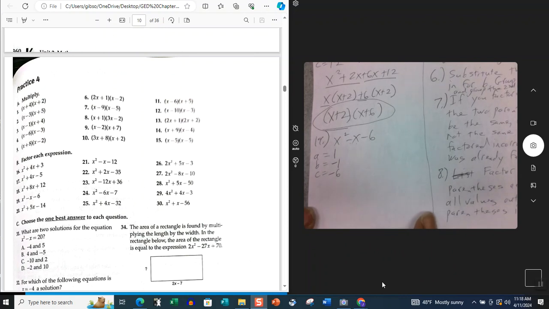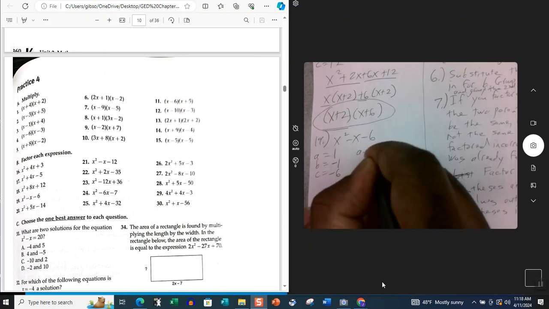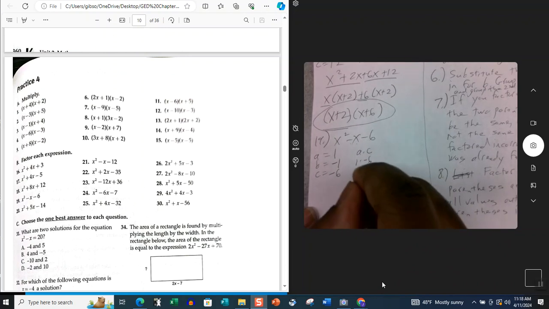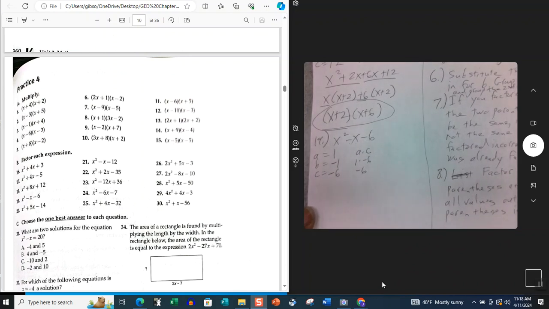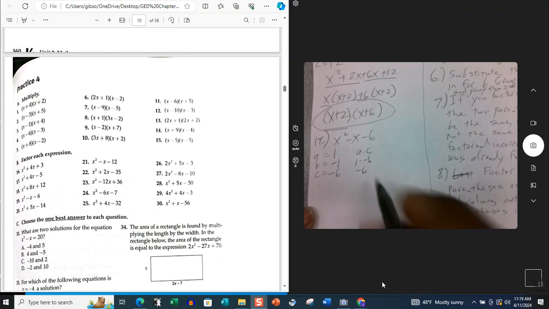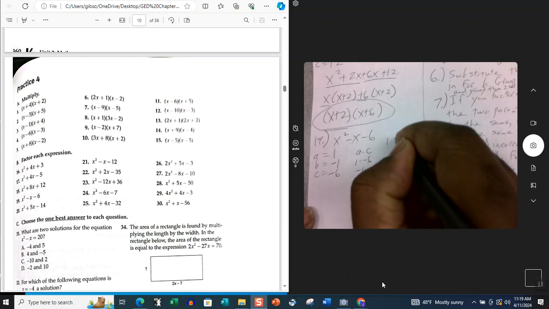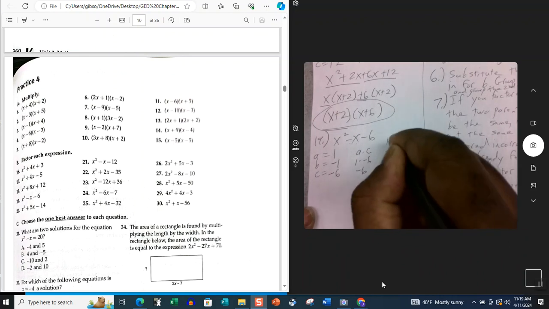Now step 4, we'll multiply A and C. A is 1, C is negative 6. And 1 times negative 6 is negative 6. Now, it says find two factors that multiplied together give you A times C, but the same two factors added will give you B. Now, if you notice, A times C is negative, but we add 6 here. So we're going to take the factors of 6. Let's disregard the negative for right now. So we have 1 and 6 and 2 and 3.